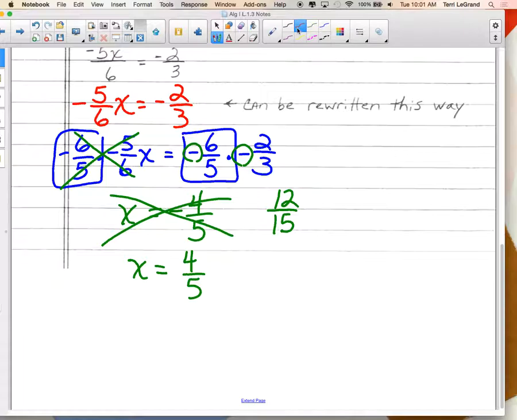Could we do this? I'll use a color. Could I say 3 goes into itself 1 time? 3 goes into this 6 up here 2 times? And then is 2 times 2, 4? And 5 times 1, 5? Okay. But in the end, what should our final answer be? The simplified version of 4/5. Yeah, x equals 4/5. Okay.